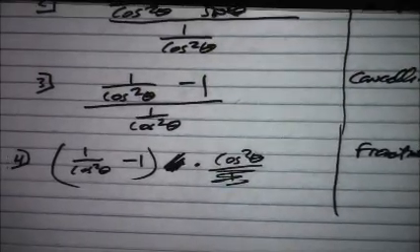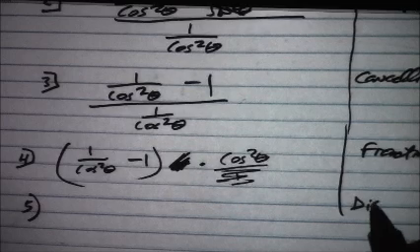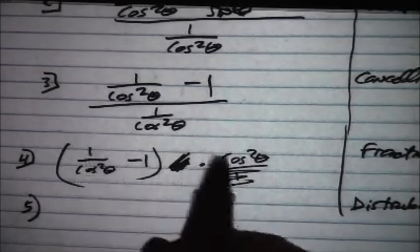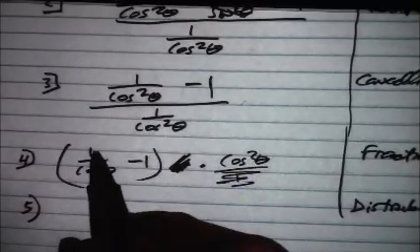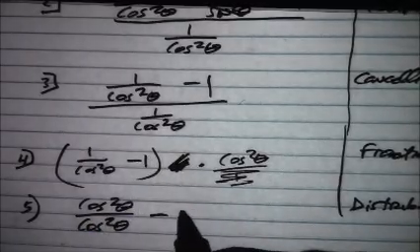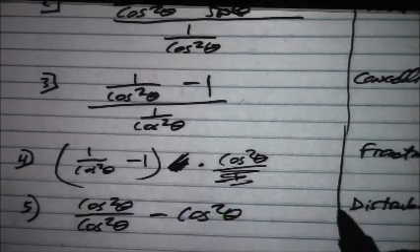So, because I don't need it, I'll just cross it out. Dividing by this is the same as multiplying by the reciprocal. Then the fifth step is I'm going to distribute it: that times this, and that times this. So cosine squared theta times this one gives me cosine squared theta over cosine squared theta. Cosine squared theta times -1 is minus cosine squared theta.